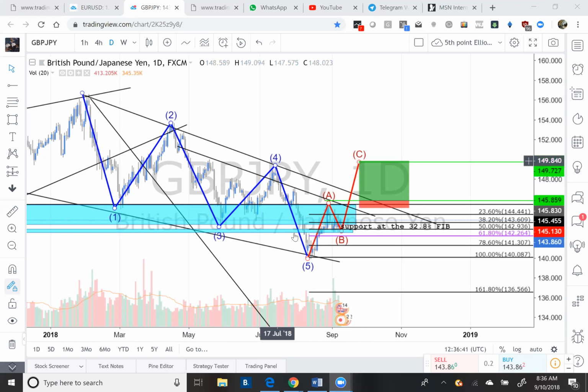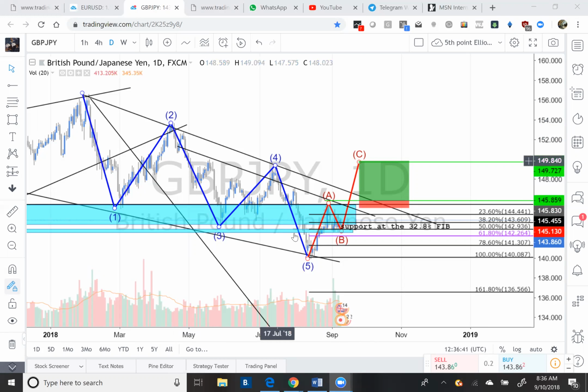You see that it tests this level a couple of times. This is in between the 50% and the 618. We see that it respected it many times, from here to here to here to here to here. So it's looking like it wants to respect that area.